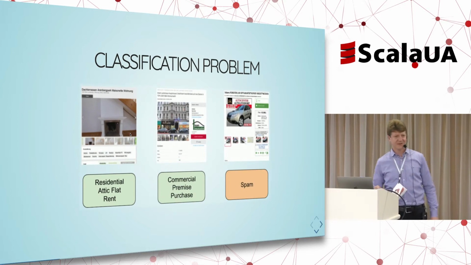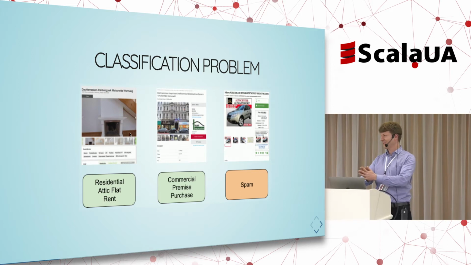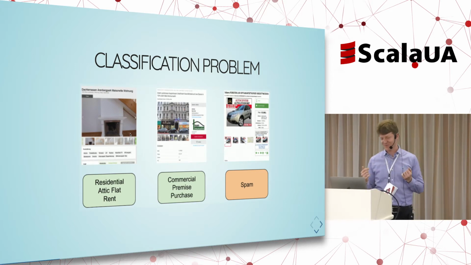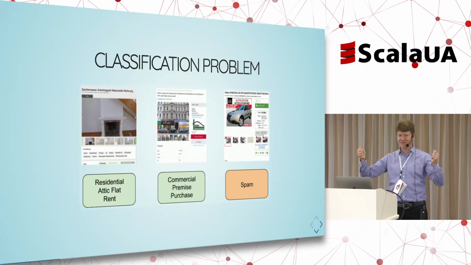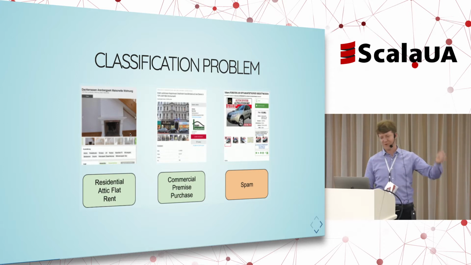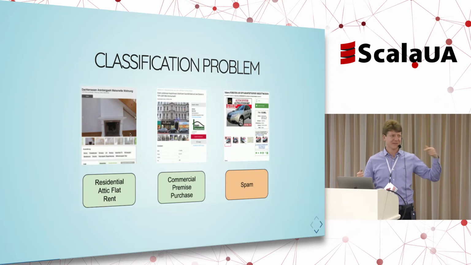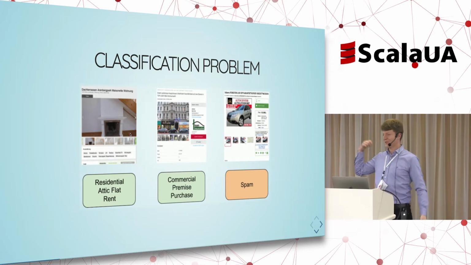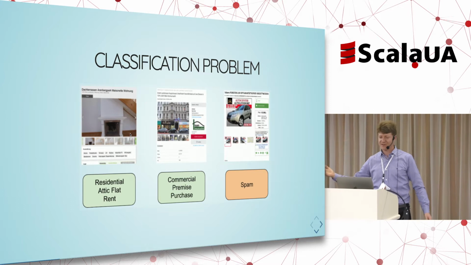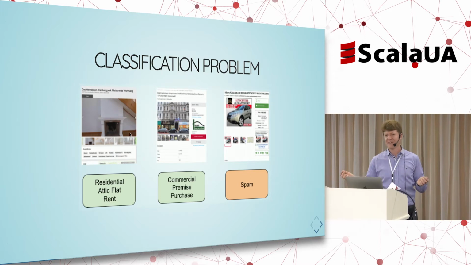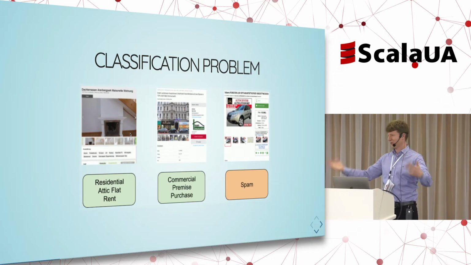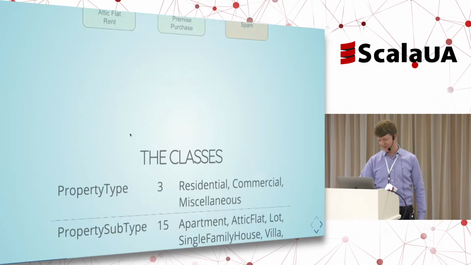Let's look at this in more detail so that you really understand what the problem is. Here you see some random real estate adverts from different sources, and the task of the classifier was to say, okay, this first one is residential, it's an attic flat, and it's out for rent. The second one is maybe a commercial listing, it's a premise, and you need to purchase it. And the third listing you see here, actually it's not a flat at all, it's a car. Since we are not interested in cars, from our perspective this would be labeled as spam.